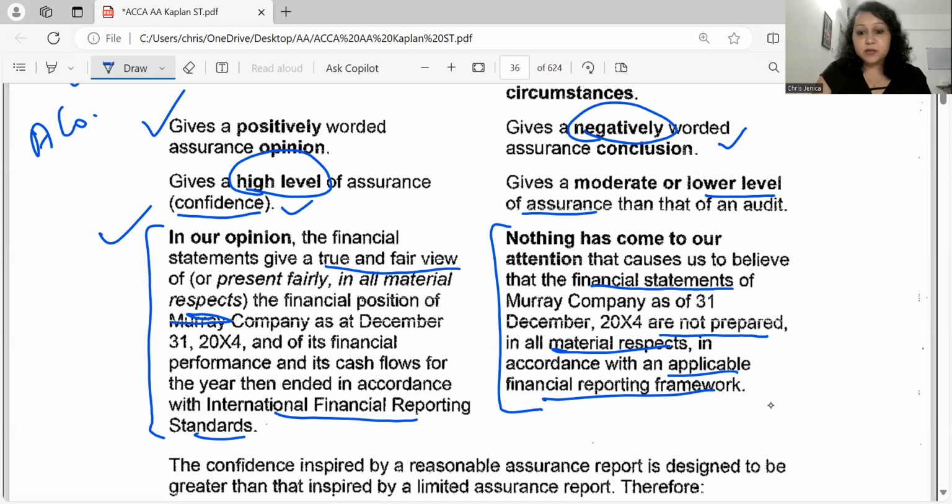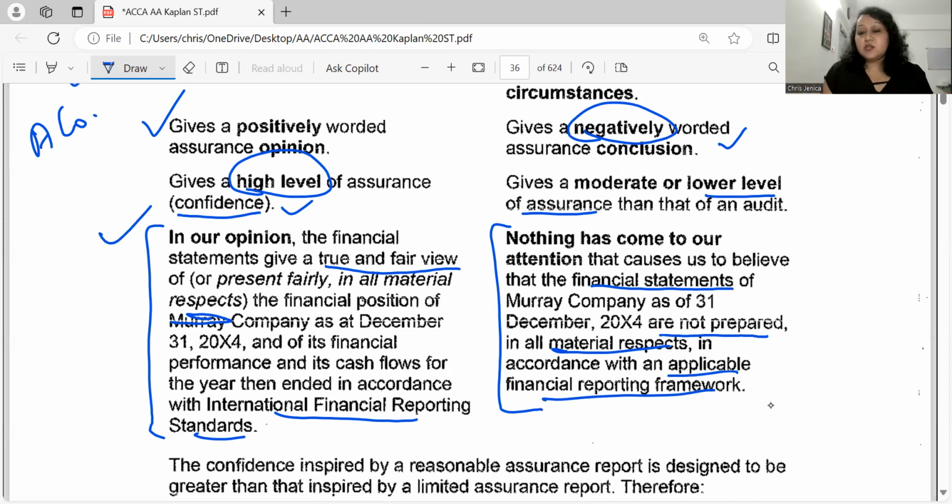That would not be appropriate. I am just telling that from the review procedures that I have performed, I'm just stating that I have not come to any circumstances where the financial statements could be materially misstated or has not been prepared in accordance with the applicable financial reporting framework.